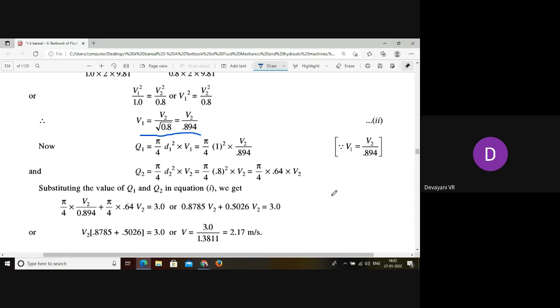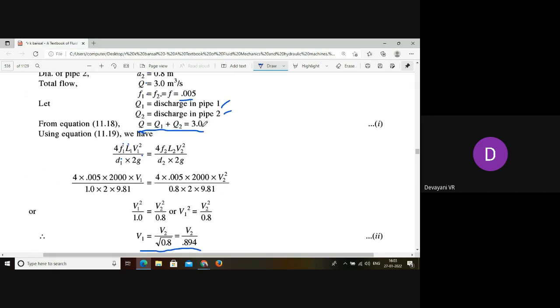So let's substitute the value. Q1 is equals to A1 into V1. We know the diameter and we know V1 equals to V2 by 0.894. So let's write the value in terms of V2. Q1 is in terms of V2 and similarly Q2. Q2 is also A2 into V2 and here also we can write the value in terms of V2. So, and we know that Q is equals to Q1 plus Q2.